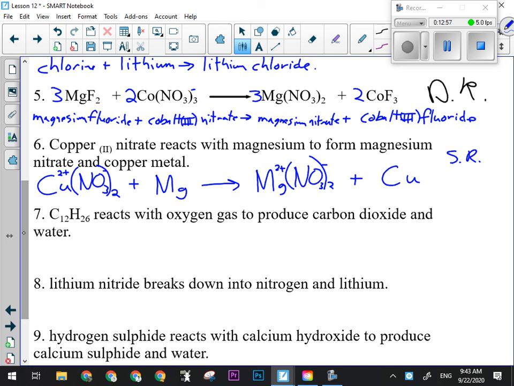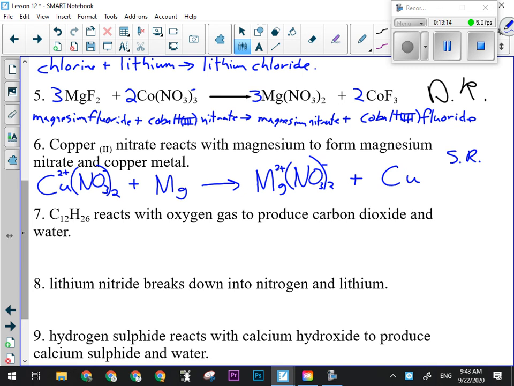Okay, I can start with the nitrate. I have 2 nitrates over here and 2 over here. Is it balanced? Okay, I have 1 magnesium, 1 magnesium. Is it balanced? Okay, copper, copper, 1, 1. Okay, already balanced. So I don't have to put anything else on that.